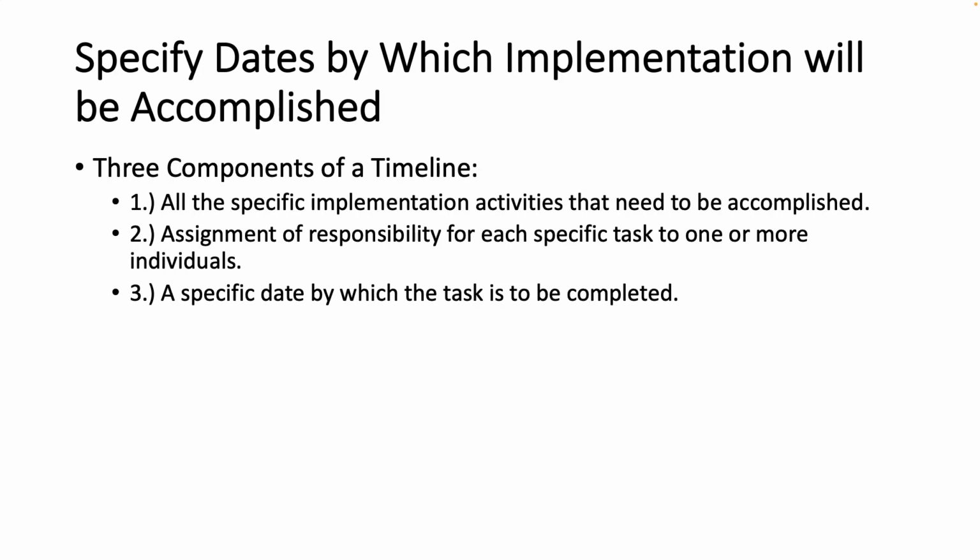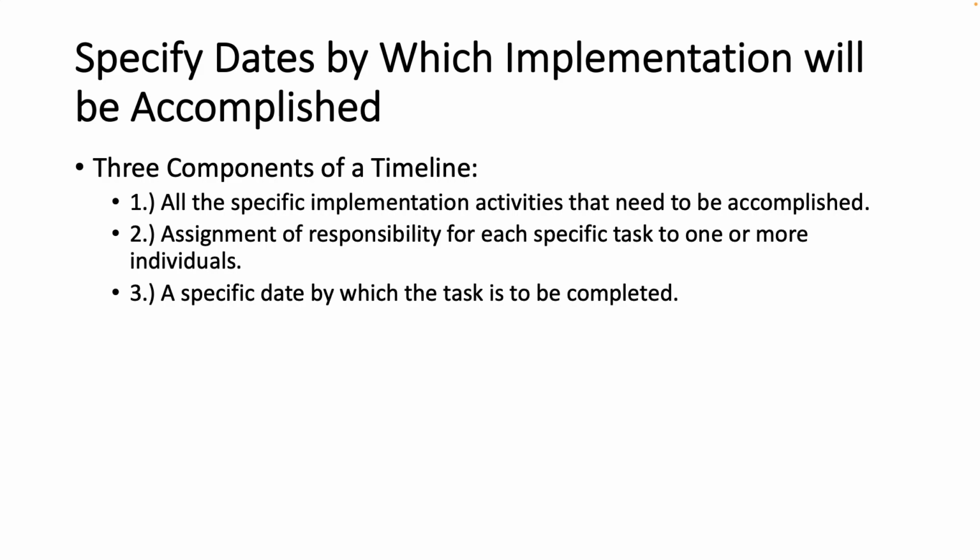So when you're thinking about a timeline, of course, you have to specify dates by which your implementation tasks are going to be accomplished. So when you're doing a timeline, the first thing is that all the specific implementation activities that need to be accomplished have to be there, right? So think about it like planning your graduation, that, well, I have to take this class in fall of 2024, then I have to take this class in spring of 2025. It's the same idea, right? And it's only offered in that particular semester, but it's the same idea there, right?